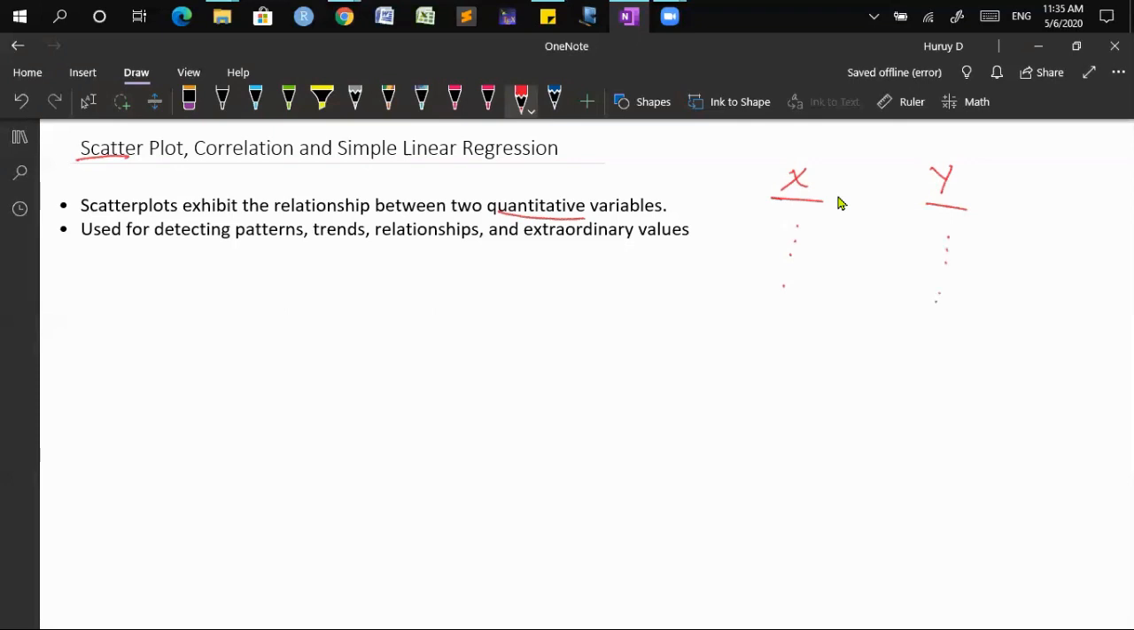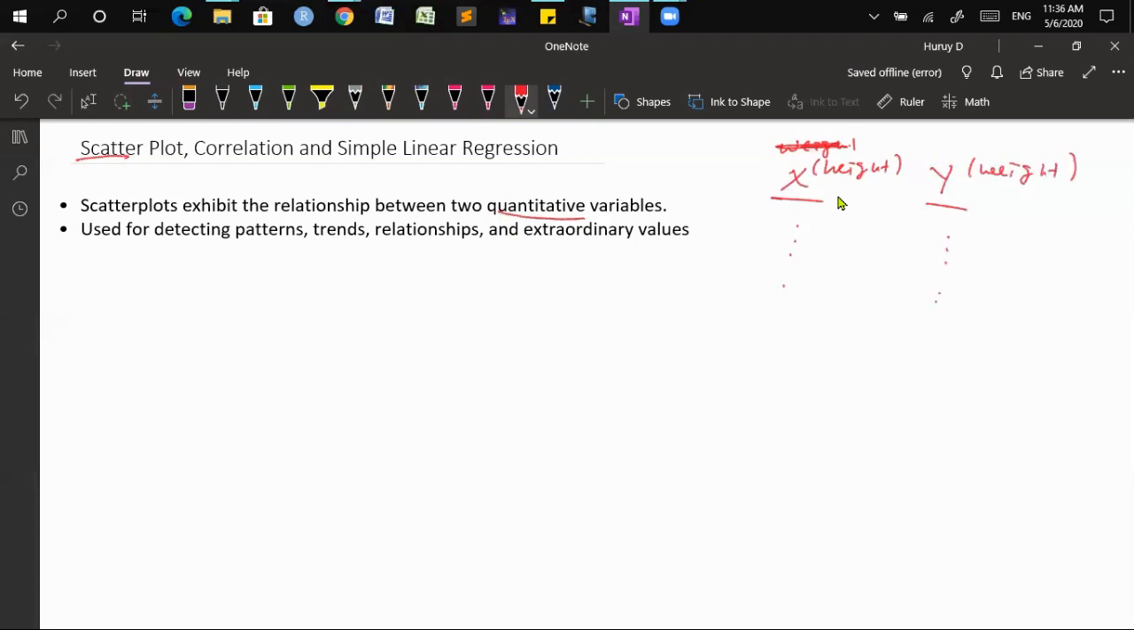The same with correlation, and the same with simple linear regression. So we need two quantitative variables. We don't want qualitative or categorical variables now. Both of them have to be quantitative. A simple example would be height and weight.